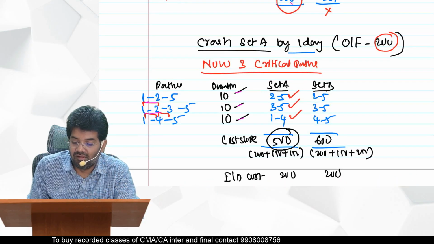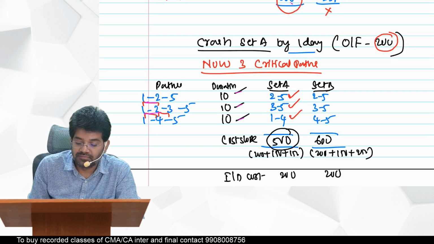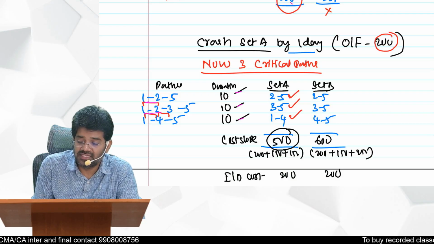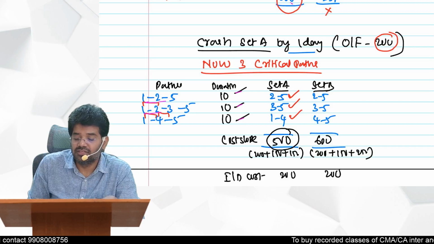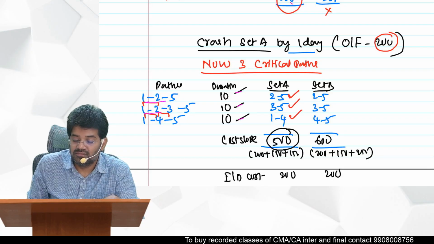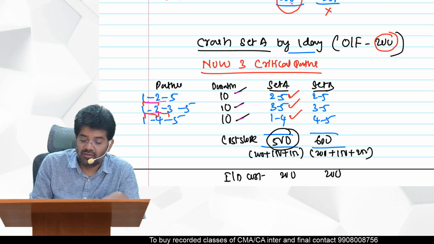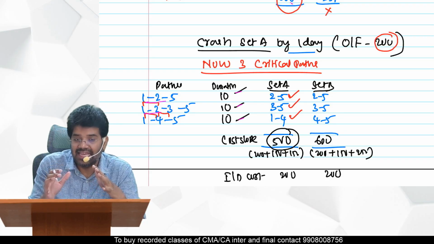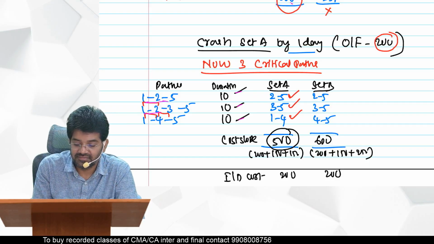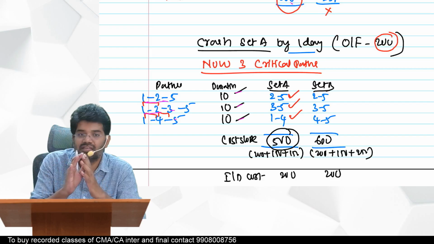Next, what about 2 to 5? 2 to 5 is there in the first path, in the second path it is not there, even in the third path it is not there. Okay. And can you see any activity common in all these 3? Nothing is there. Okay, so that condition we are unable to satisfy.